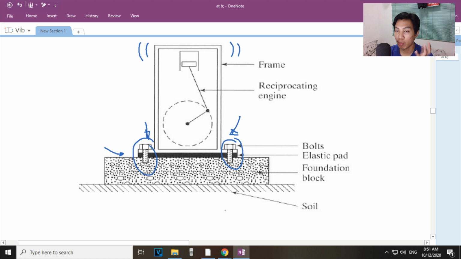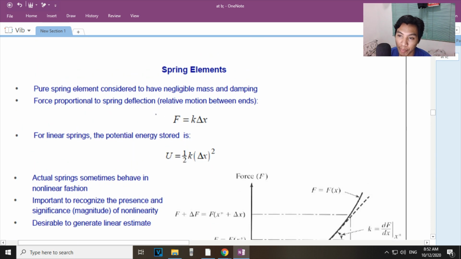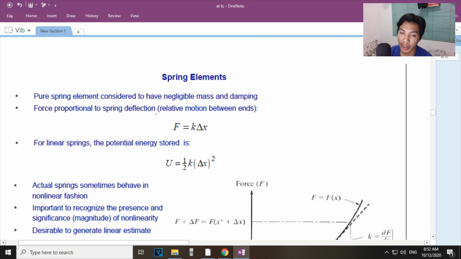Ito yung iyong model, pero hindi pa yan yung iyong mathematical model. How will you make a mathematical model? Okay? You will now have to consider, magigawa ka ba ng spring? Gamit ka ba ng shock absorbers or dampers? Gamit ka ba ng spring systems? Now, the best way for you to understand kasi yung ating models is with the use of spring elements.